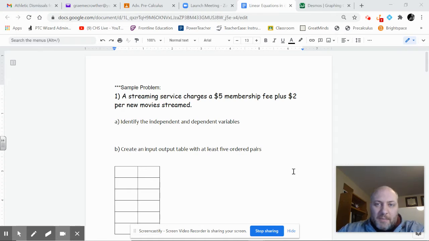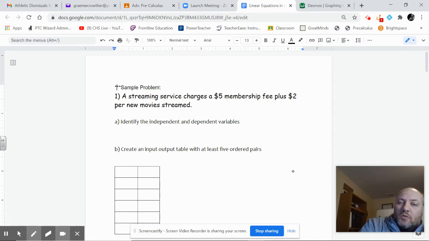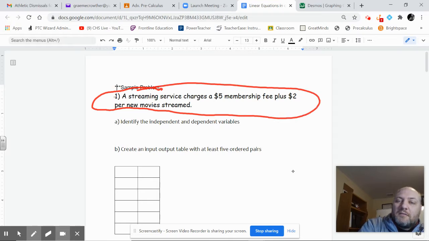So if you open the document that's attached called Linear Equations in Context, and you can pause if you need some time to open that, we're going to start off with the sample problem. This is the one I'll go through just to show you what the expectations are. Each problem will start off with a scenario. In this sample example, we have a streaming service that charges a $5 membership plus $2 per new movie streamed.